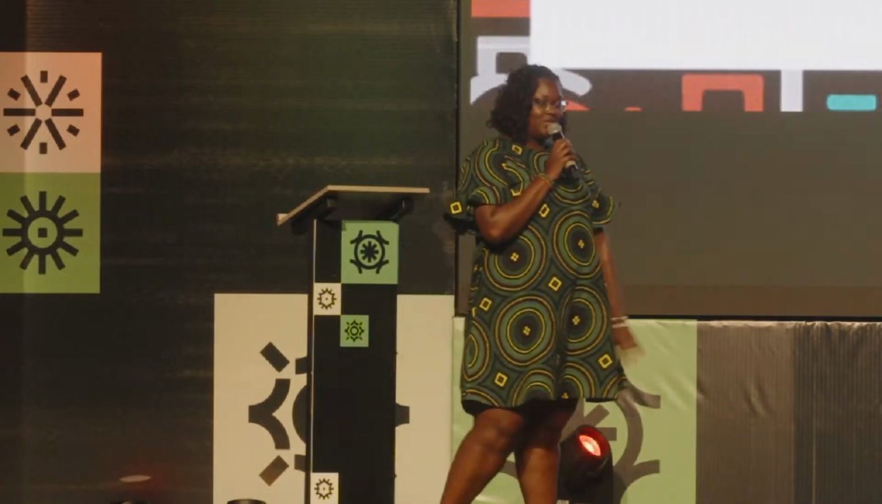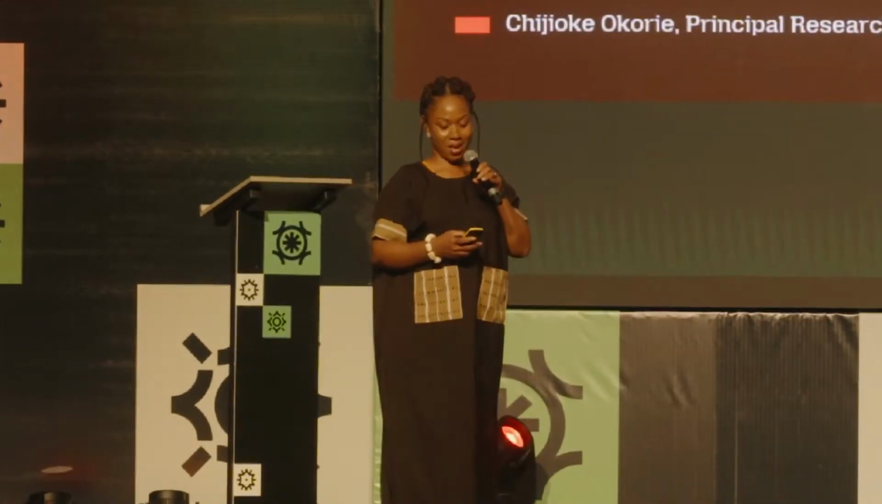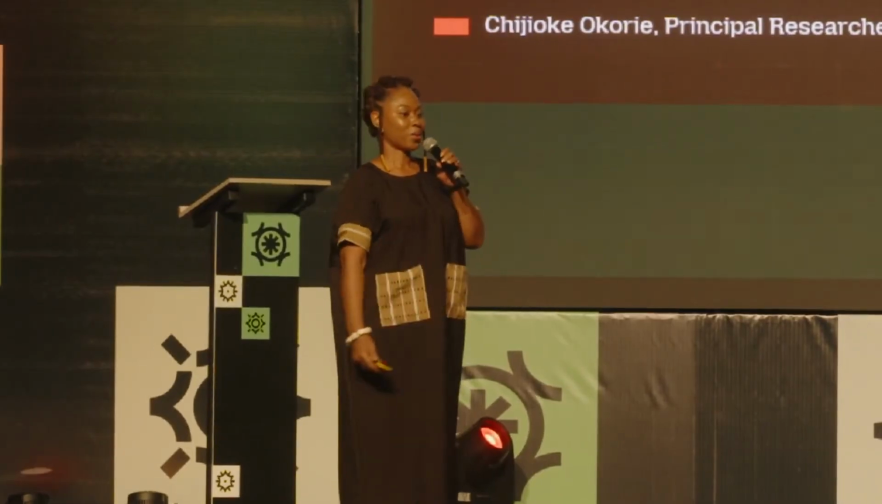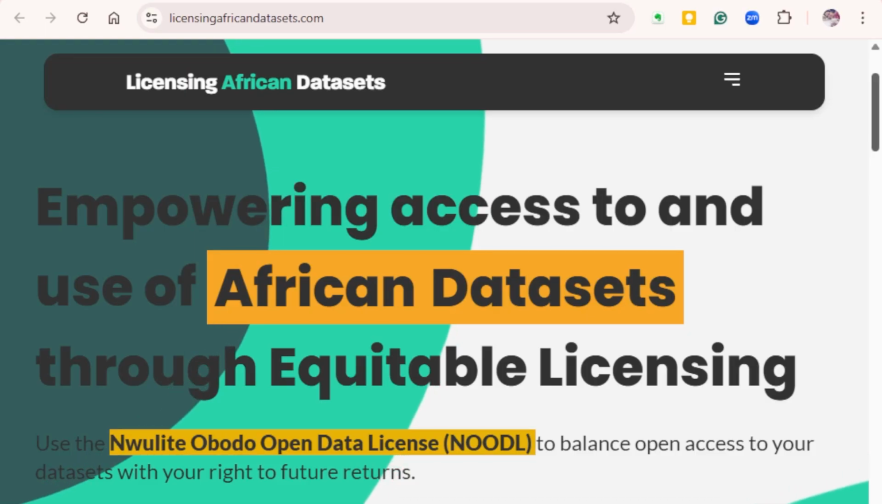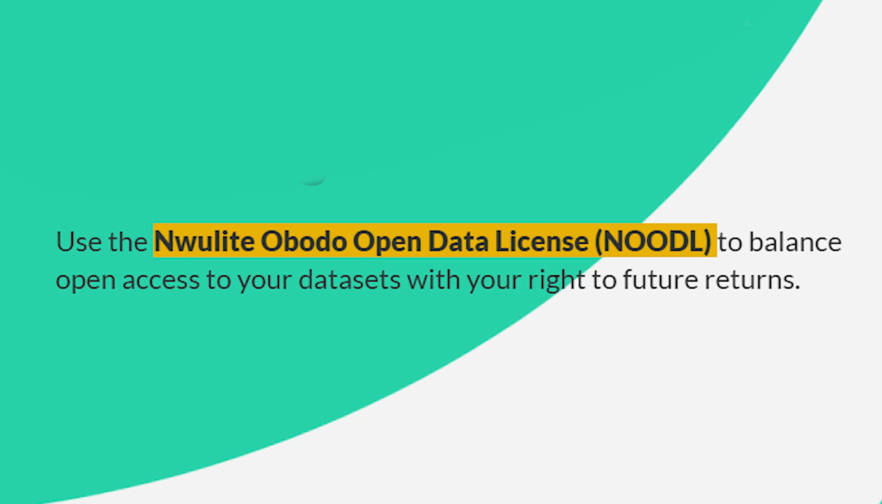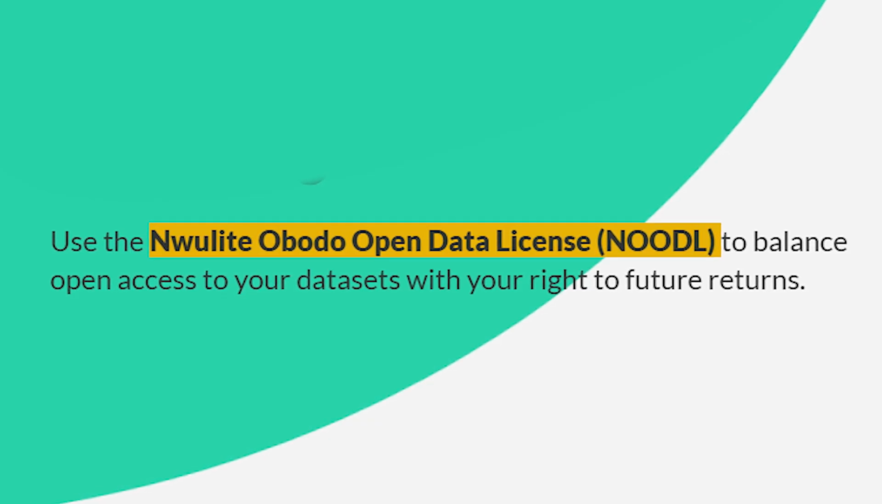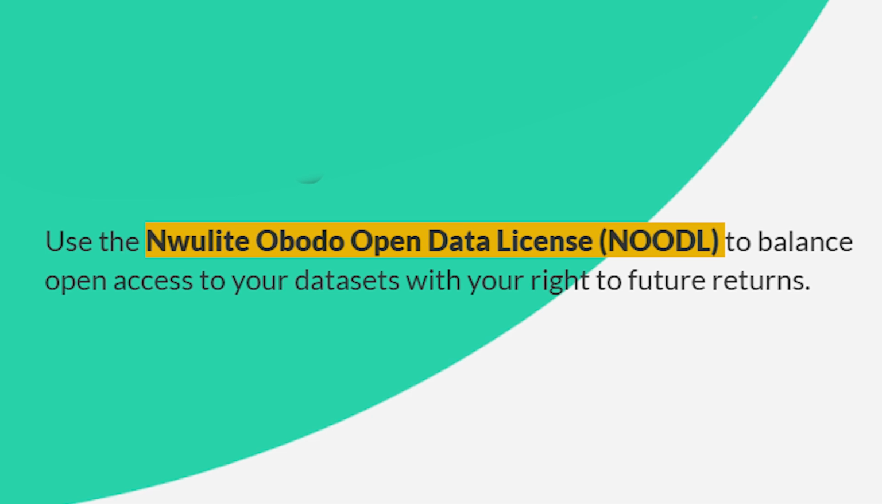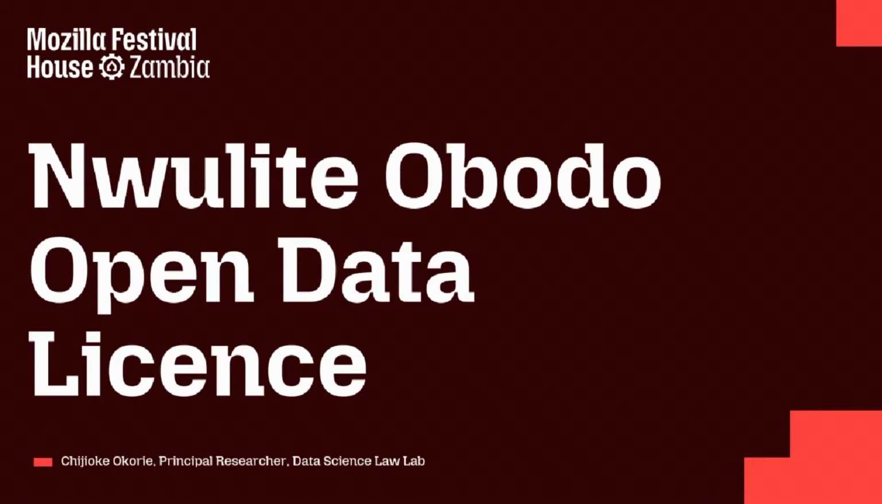You've been working on a license for creators to make work available for AI training, amongst other purposes, in Africa, but not elsewhere. Tell us a bit about that. This was a collaboration between CPIT's director, Dr. Melissa Omino, and the University of Pretoria in South Africa, Dr. Chijioke Okorie, from the Data Science Law Lab. So they came together and they came up with an alternative open licensing model called the Nwolite Obodo Open Data License, or NOODL for short. Nwolite Obodo is Igbo, I'm Igbo, for community raising, community development.